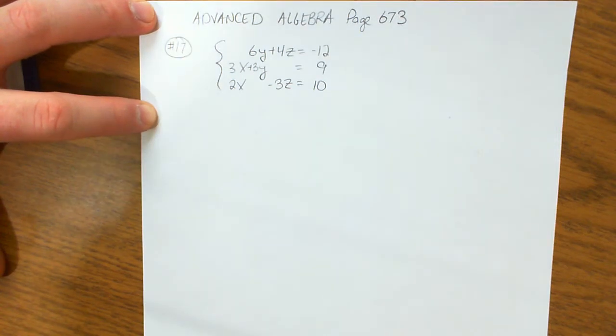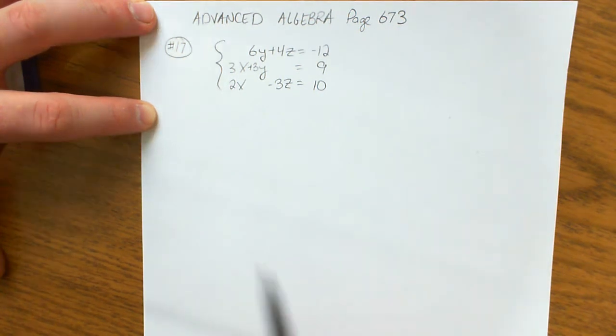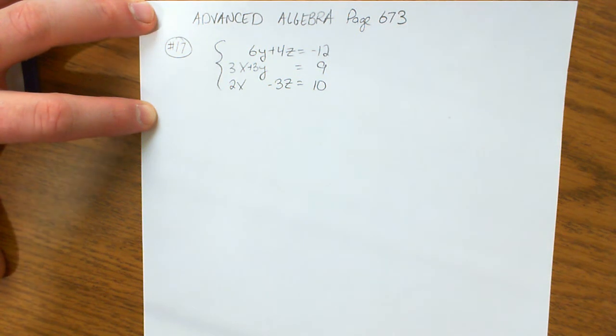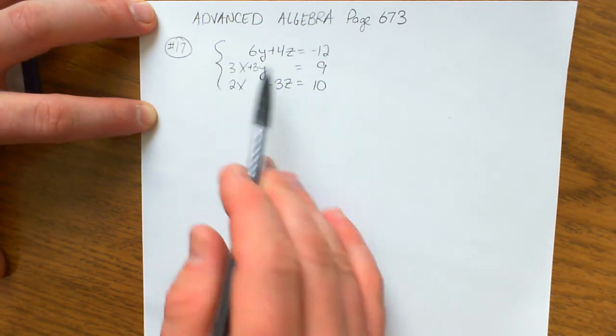What we're going to take a look at now in our advanced algebra class comes from one of your homework problems. That's page 673, number 17. We're provided this three-variable, three-equation system in which we need to solve. The method that I showed, we're using the Gauss elimination, the elementary row operations, to simplify this.